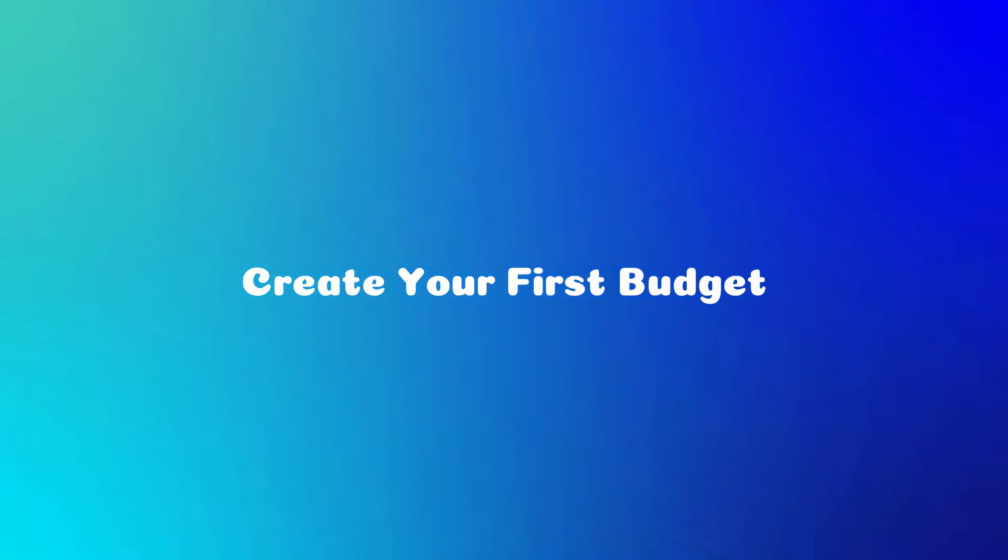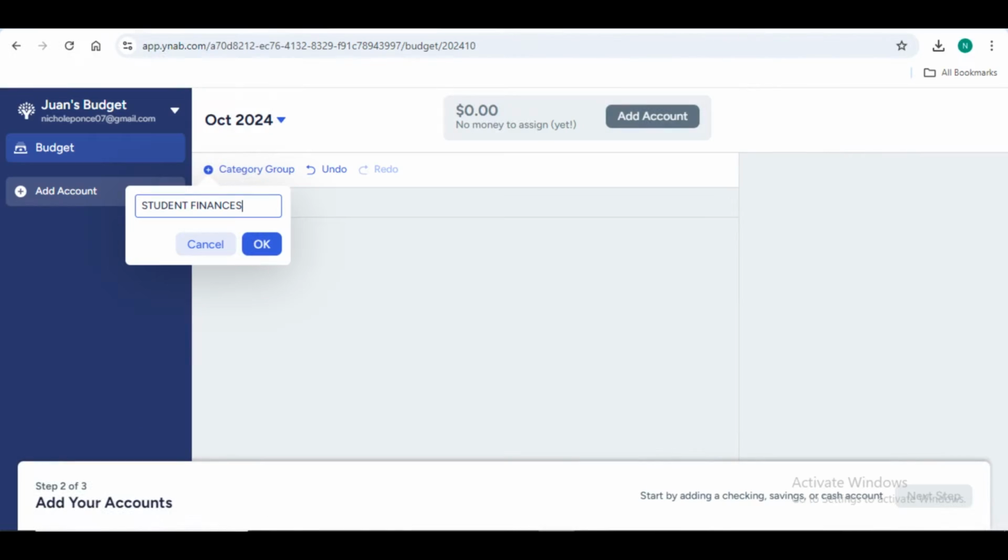Step 3. Create your first budget. After signing up, start by creating a new budget. Name your budget something like student finances or college budget.